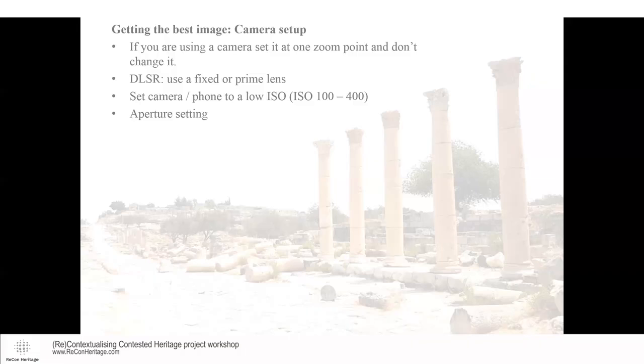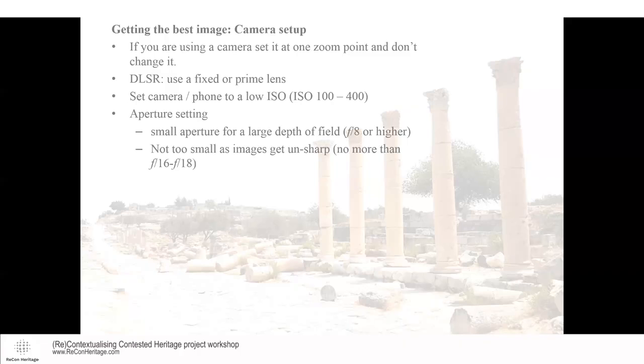Again, the aperture, just like the photogrammetry, you want it to be a good depth of field, so you've got plenty of the view in focus. So something above f8 is always good. Not too small an aperture, so nothing above f16 or f18, because at that point the images start to get unsharp. Phone cameras, on most phones, the camera has a fixed aperture, so you don't have a choice to set this.